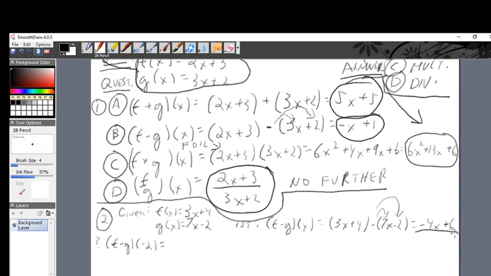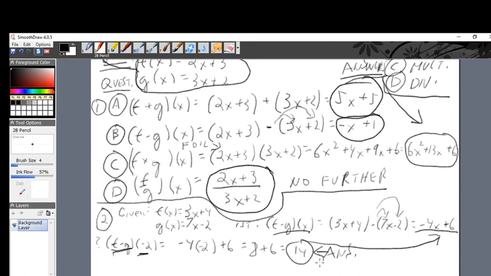Okay, very good. Now, come over here and do minus 4. We found f minus g of x is this. So do minus 4 times negative 2 plus 6. We plug in x, the negative 2 goes into the x. That's where we put it. So it becomes positive 8. Plus 6 is equal to 14, and here is your answer right over here.